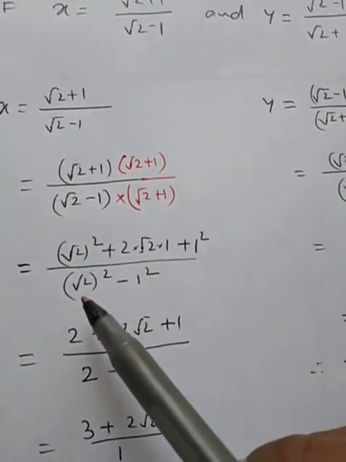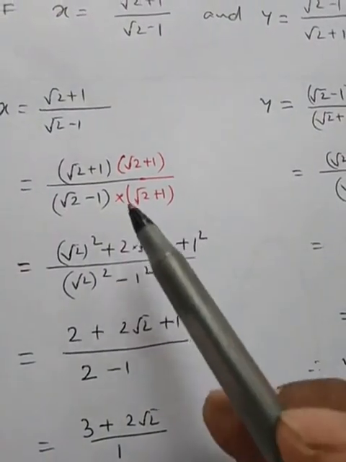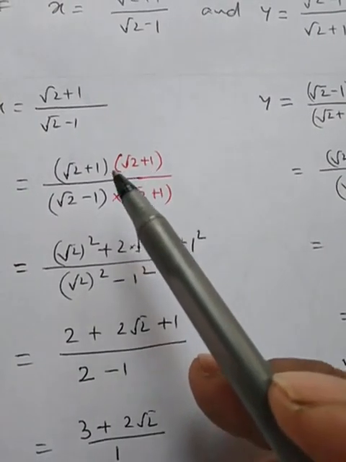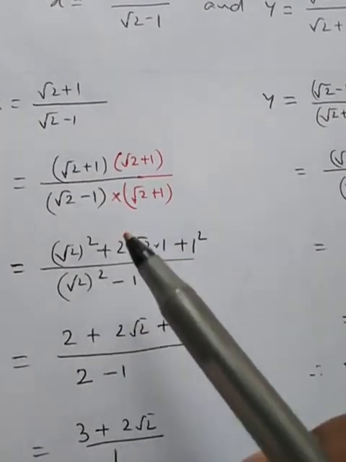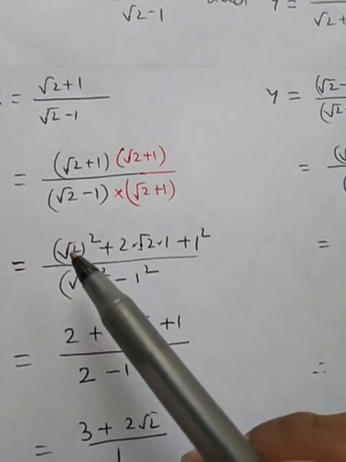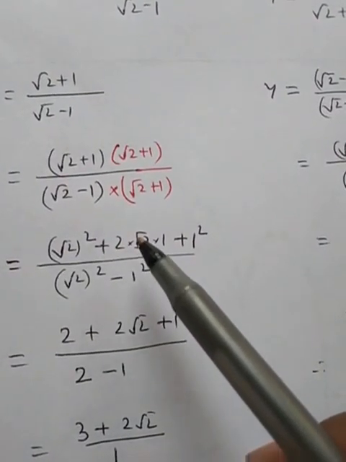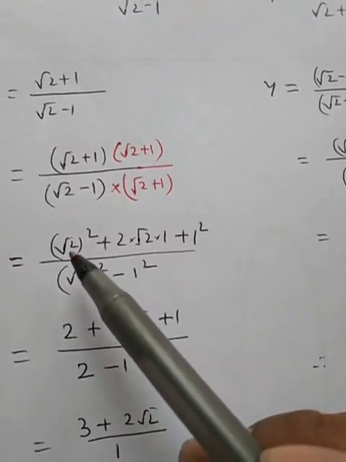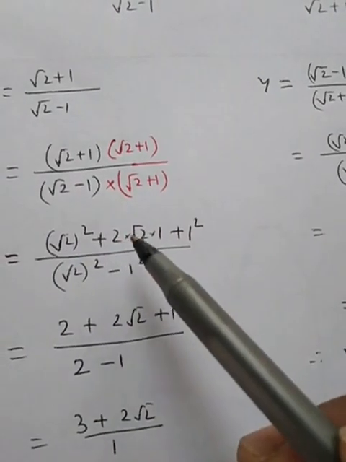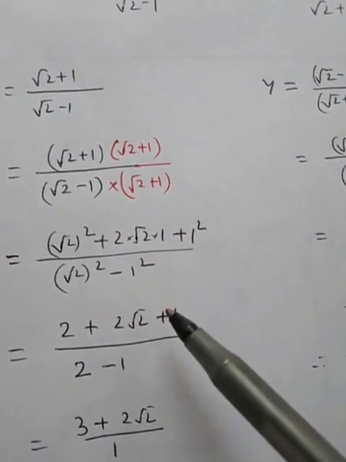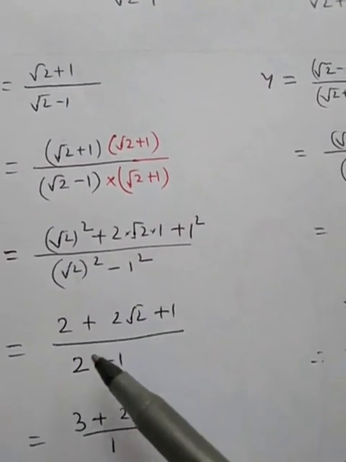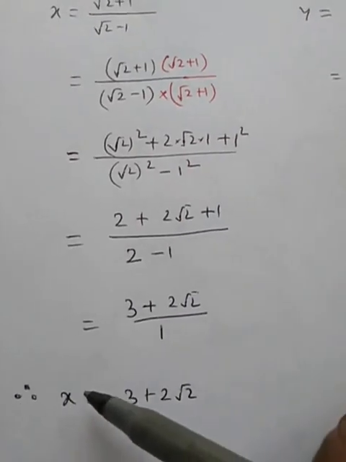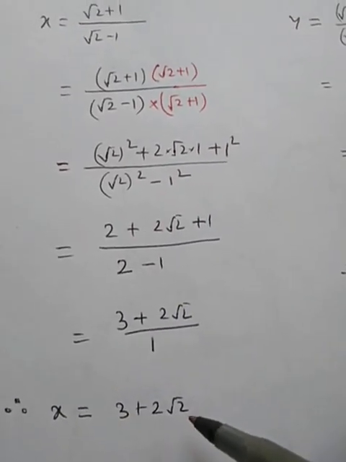So this becomes root 2 square minus 1 square in the denominator. Numerator, it is a plus b into a plus b, so we have used the a plus b whole square formula. So root 2 square plus 2 root 2 into 1, that is 2ab, plus 1 square. So root 2 square will become 2 here, and it is 2 root 2 plus 1. Root 2 square is 2 and then minus 1 square is 1. So this x becomes 3 plus 2 root 2.